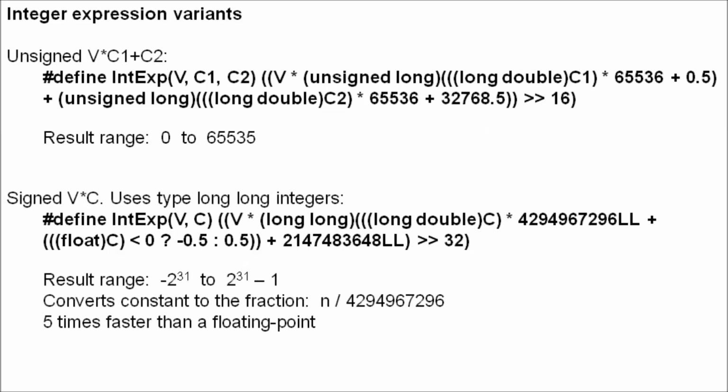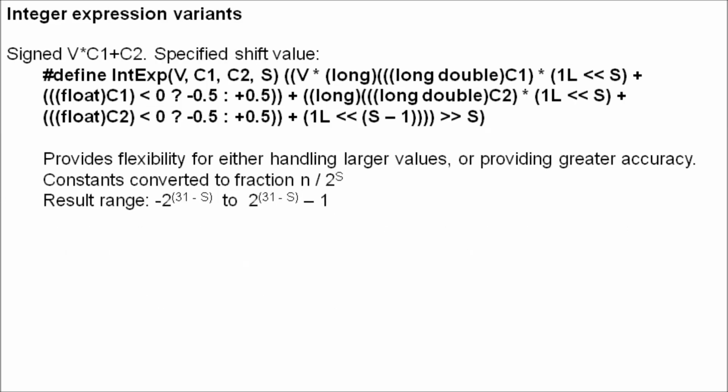This uses a type long integer and converts the constant to a fraction with a denominator of 2 to the power 32. The range of the result is greater, but the use of type long integer operations is slower, so this variant is only 5 times faster than a floating point expression. This variant provides flexibility in range and accuracy. A specified value of parameter s that is less than 16 allows a greater result range but with reduced accuracy.